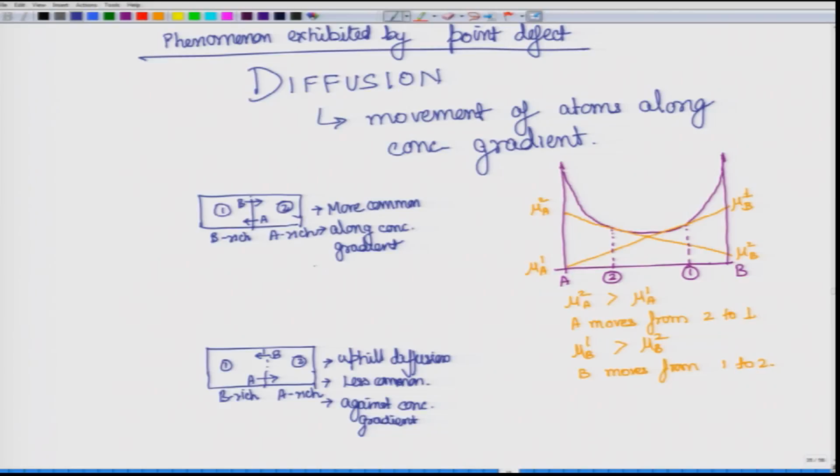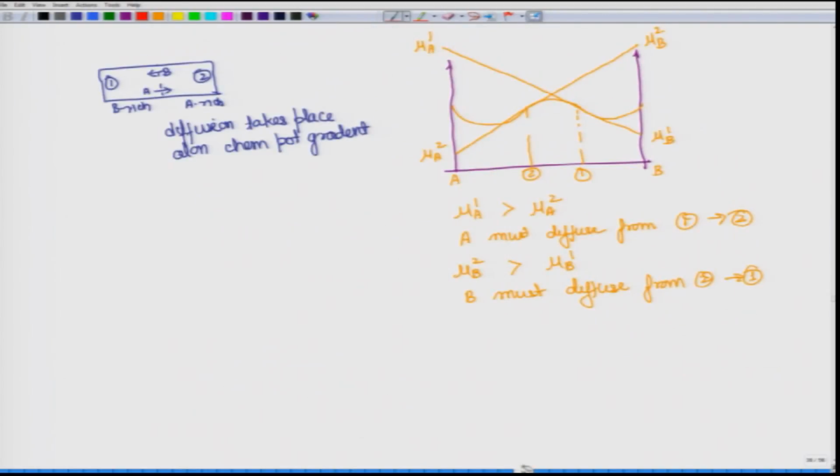So, here also, this is the more fundamental principle, is what I am trying to come to the conclusion. So, the diffusion takes place along chemical potential gradient.